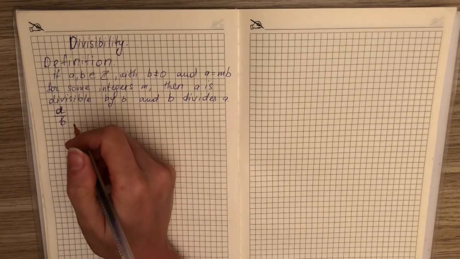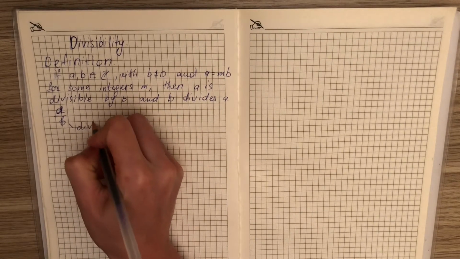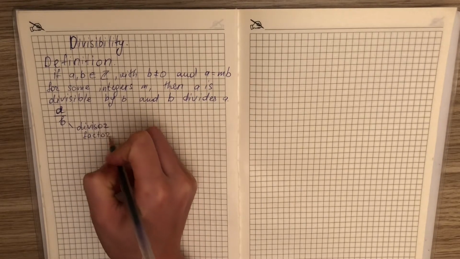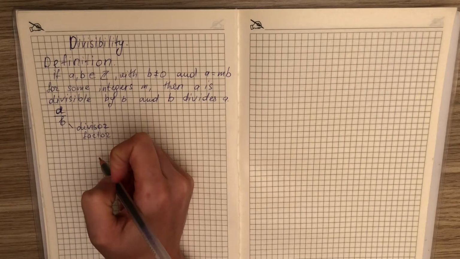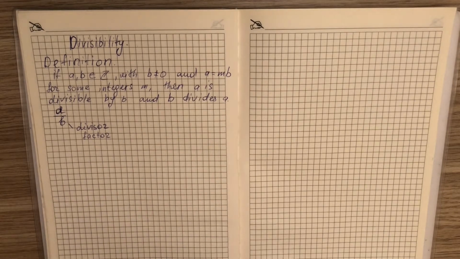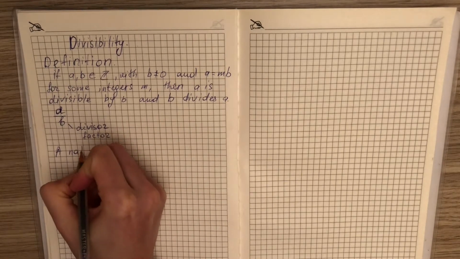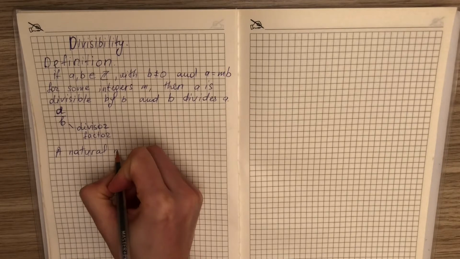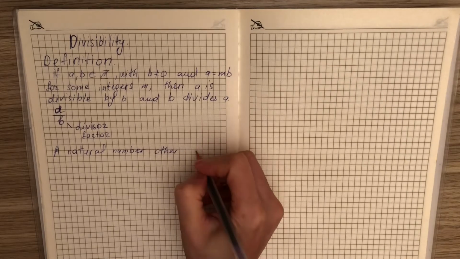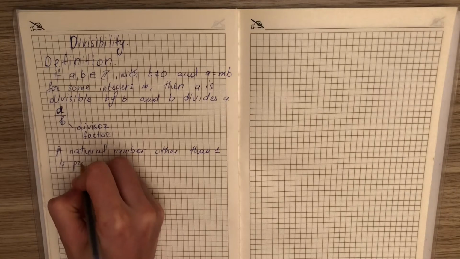So, we call b a divisor. B is a divisor or factor of a. A natural number other than 1 is prime if its only positive factors are itself and 1. Let's write: a natural number other than 1 is prime.